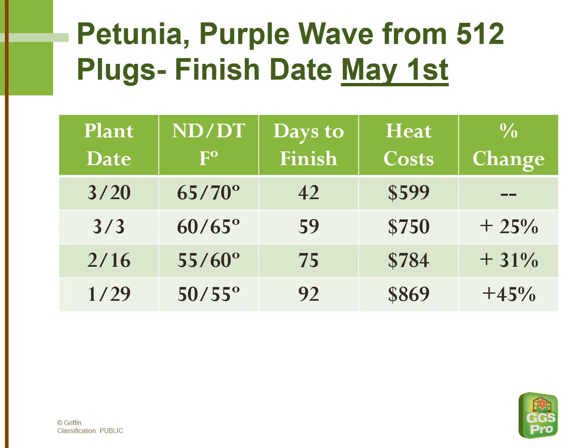So what we did here is we took a look at purple wave petunias just grown from a 512 tray, and thinking in Baltimore, Maryland, that May 1st would be a logical time for a finish date. And what you're seeing here is the effects. We start off with a 65-degree night and a 70-degree day. And you can see that we need to plant them from that plug size on March 20th in order to finish them by May 1st.